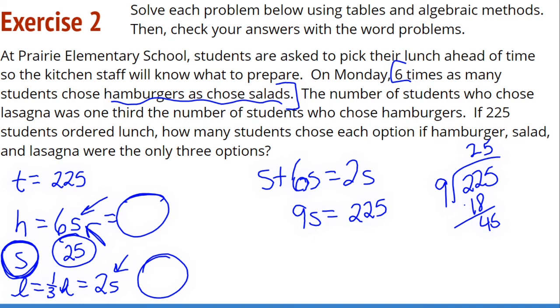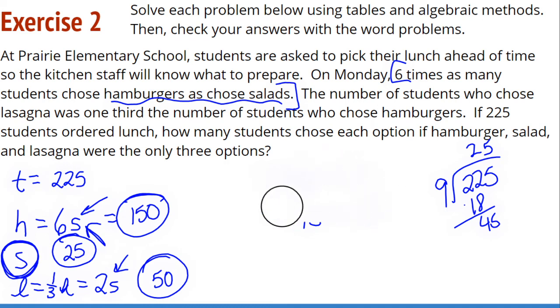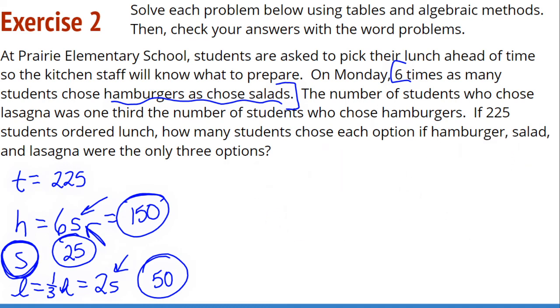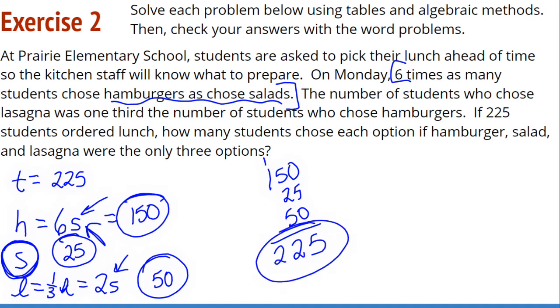6 times 25 is 150, and 2 times 25 is 50. And now if I add everything together, I've got 150 plus 25 plus 50, and I have a total of 225 students. My hamburgers are 6 times my salads, and my lasagnas are 1/3 of the hamburgers. I'm going to skip the table on this one, but if you want to try out the table, go right ahead. Good thinking activity.